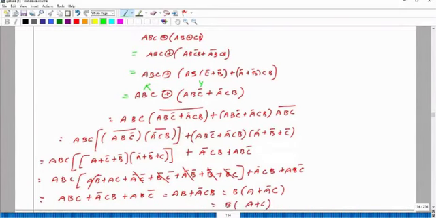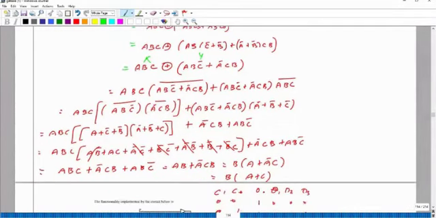Okay. So now, if I multiply A into A bar, this is 0. Okay. So I will get A bar CB, if I multiply with this one. And B into B bar is 0 and B into B bar is 0. So B bar gets cancelled out. And C into C bar is 0. So I will get only AB C bar. Okay.